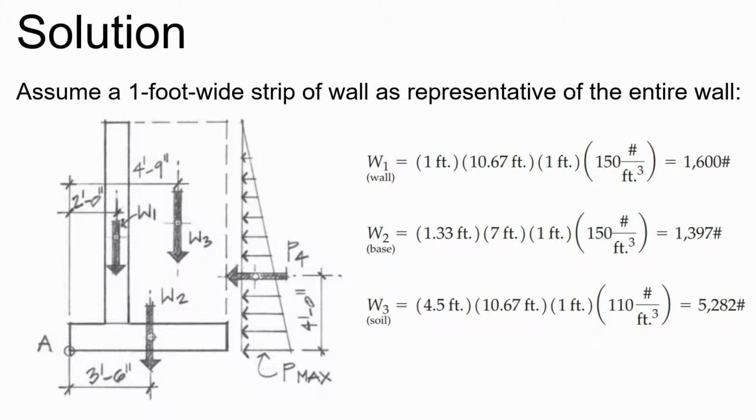In solving this problem, we will first assume a 1 foot wide strip of wall represents the entire wall. We then need to calculate the weight of the wall, the base, and the soil. The weight of the wall is 1 foot times 10.67 feet times 1 foot times 150 pounds per cubic feet, or 1,600 pounds.